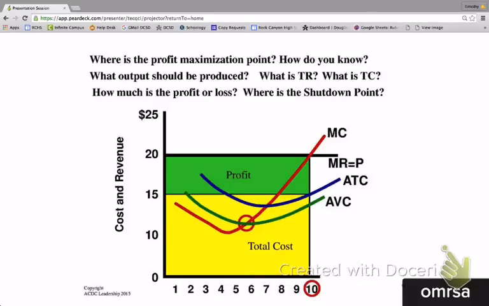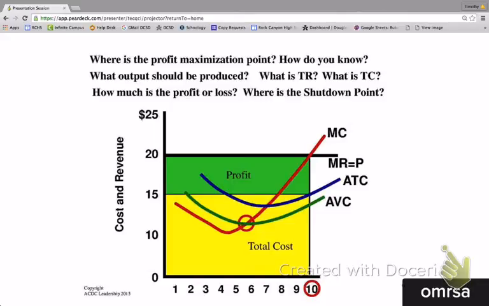So, how much is the profit or loss? Well, you take the price, $20, minus the average total cost of $15, that's the profit per unit, $5 per unit, and you're producing 10 units, so you multiply 5 times 10, and that's 50. So there is $50 of profit being made.